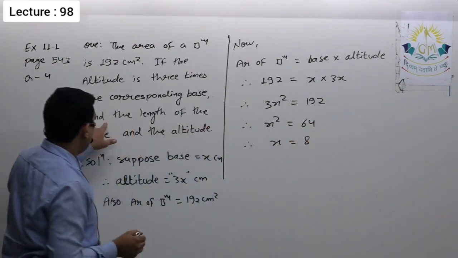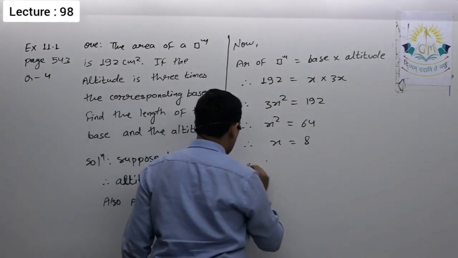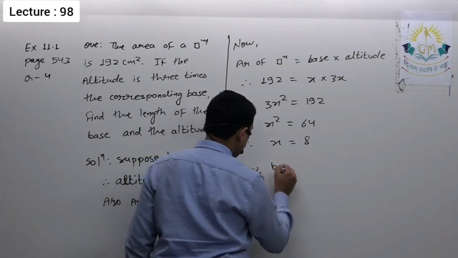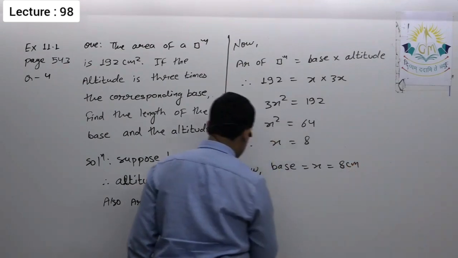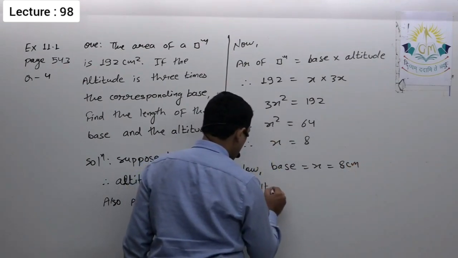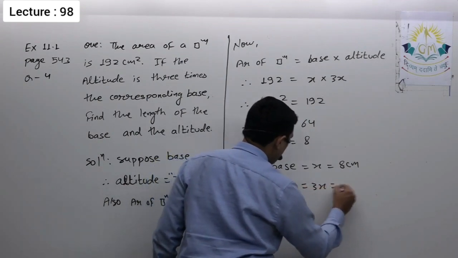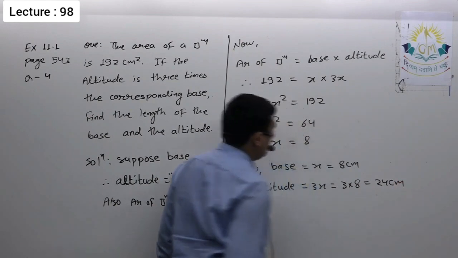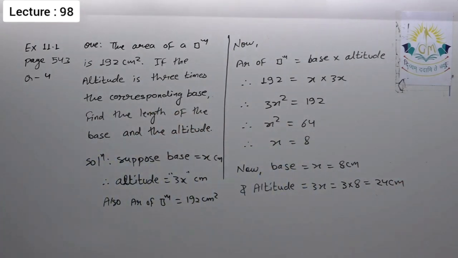What we have to find is the length of the base. So the base is x, that is 8 centimeter, and the altitude, that is 3x, is equal to 3 into 8, that is 24 centimeter. So these are the final answers. Please note it down, then we'll see the next question.